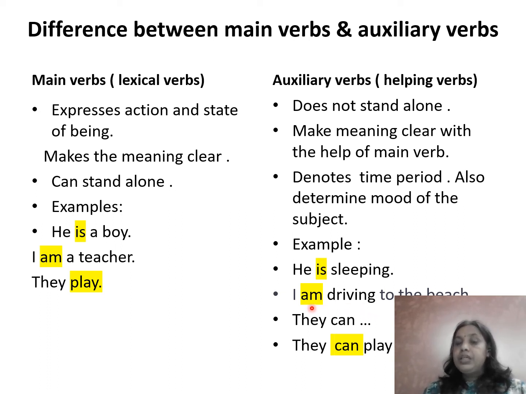ठीक है. I taught you, देखिए, does not stand alone. Auxiliary verbs, or you may say helping verbs, do not stand alone.